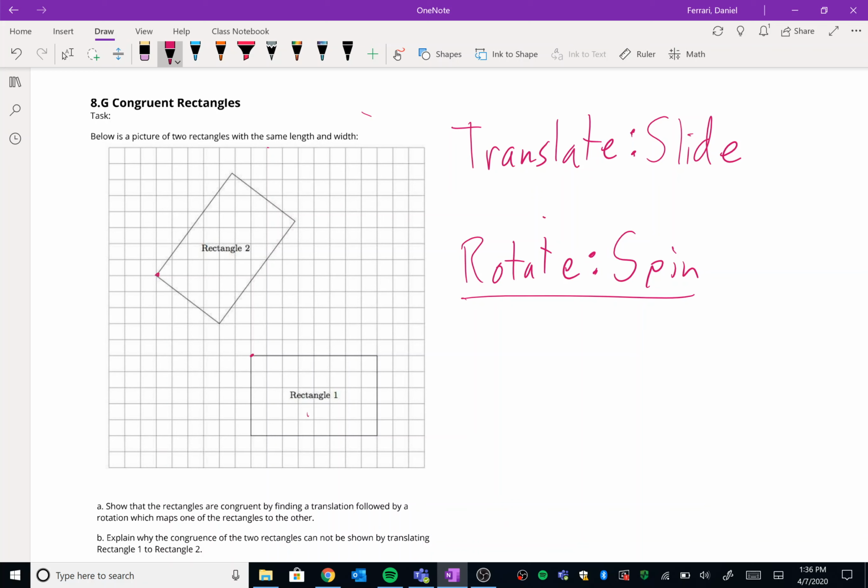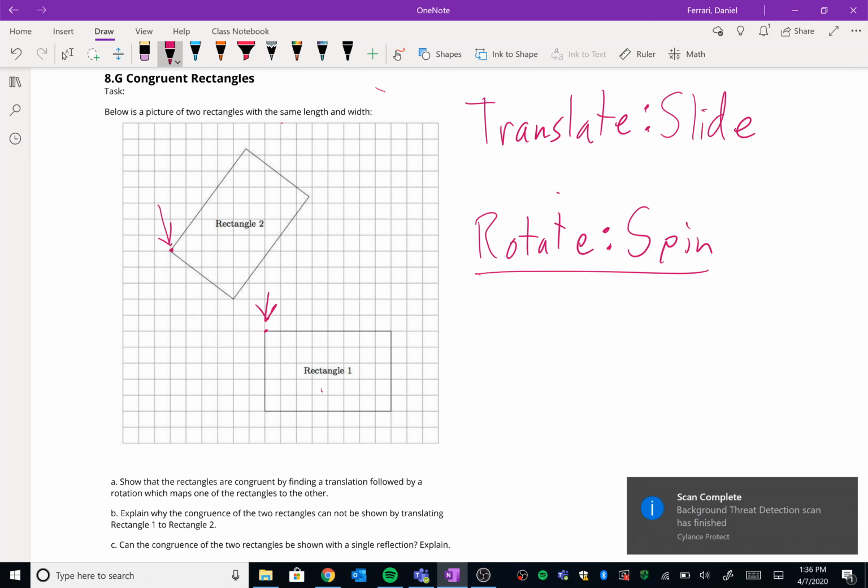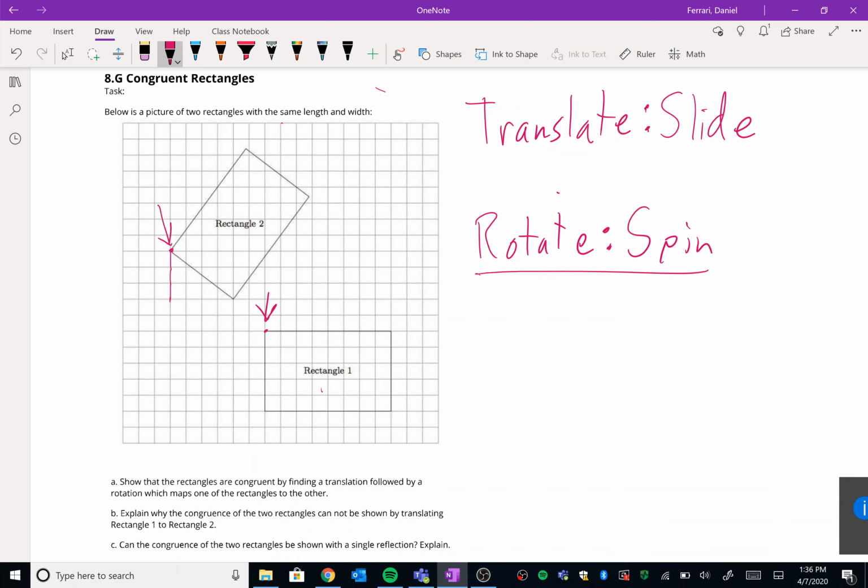Okay, so I've identified what I labeled as the top left point of rectangle 2 and the top left point of rectangle 1. So that means if I want these two rectangles to match up, I need to make those two points match up. So we're going to start with a translation. And remember, this one is just a slide. So use these first sets of points to figure out how much you're going to move them by. We're going to go down 1, 2, 3, 4, 5, it looks like, and we're going to go right 1, 2, 3, 4, 5, 6. So we had down 5 and right 6.